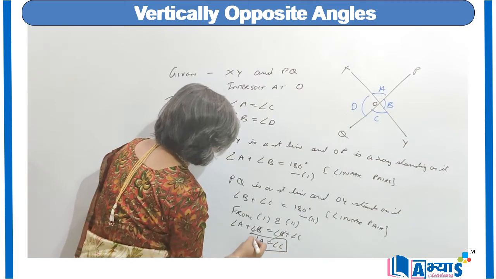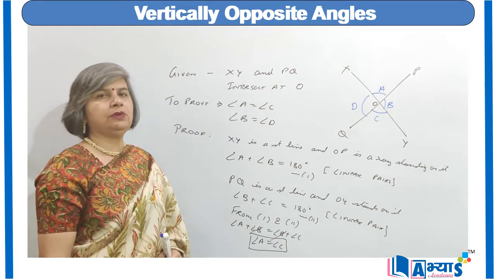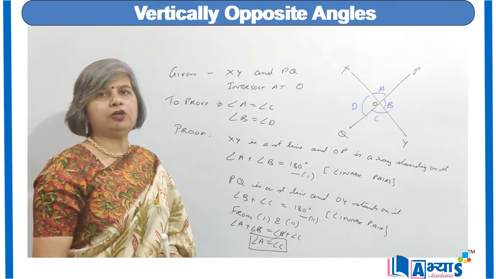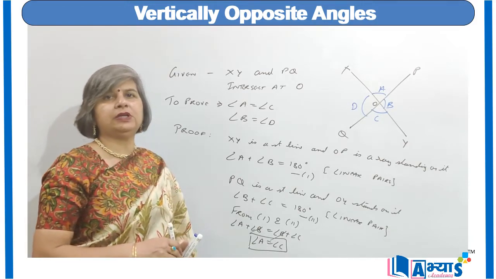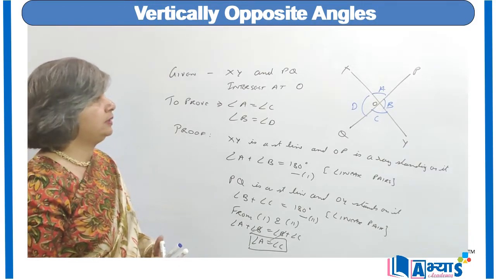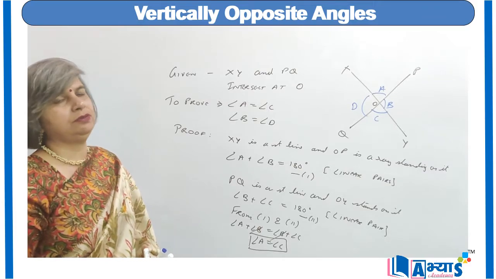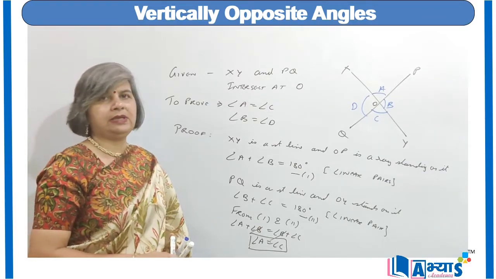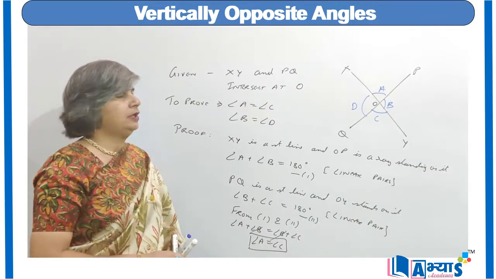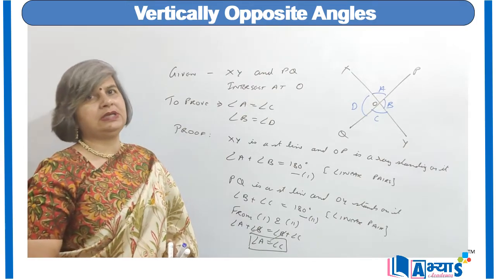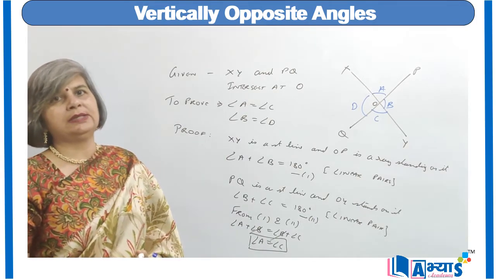Hence, we have proved that angle A is equal to angle C, but as they are vertically opposite angles, we can say that vertically opposite angles are equal. Similarly, we can prove that angle B is equal to angle D. So, in the end, we can say that whenever two rays intersect each other, the vertically opposite angles are equal.